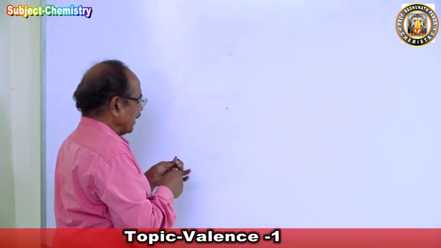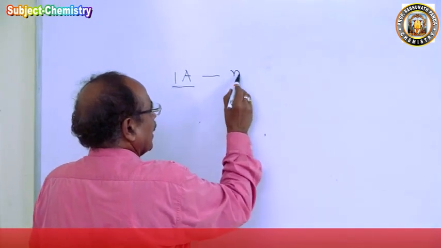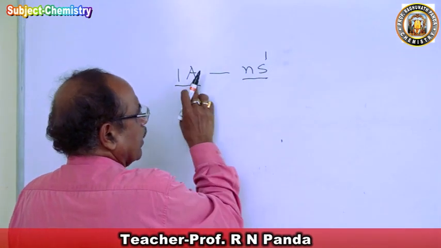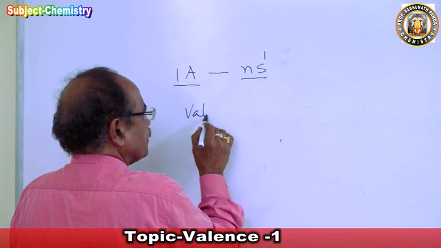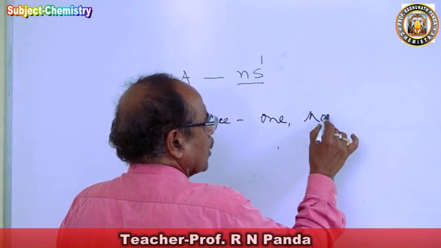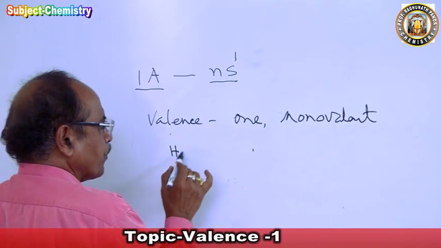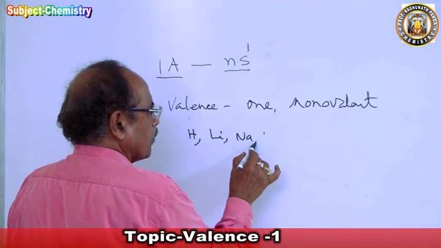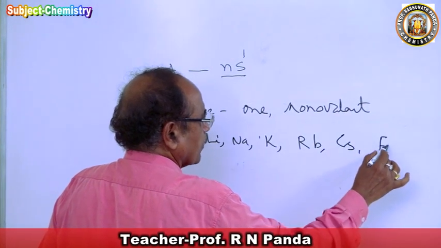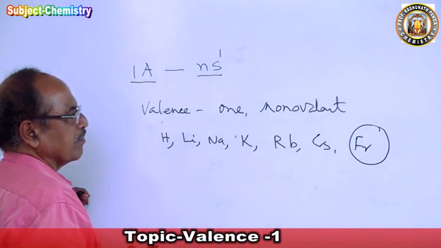So in group 1A, I told you last class, all the elements have one electron in their outermost shell. Being group 1A, their valency is 1. All these elements are monovalent. Who are they? Hydrogen, lithium, sodium, potassium, rubidium, cesium and francium. I told you francium is a radioactive element, which we don't consider so far as valency is concerned.